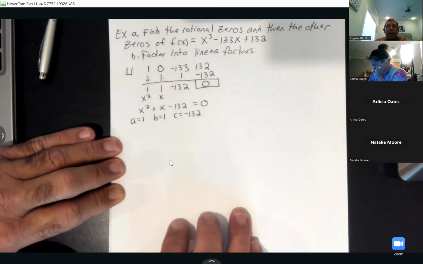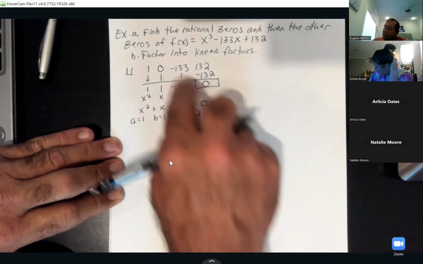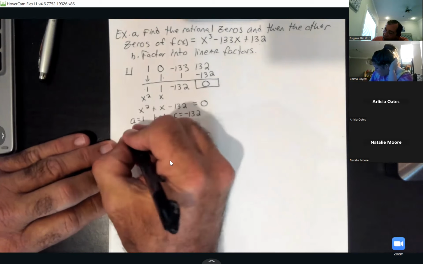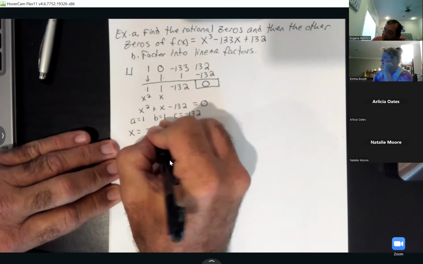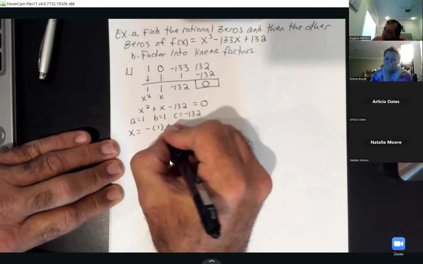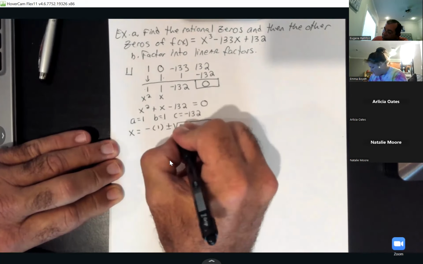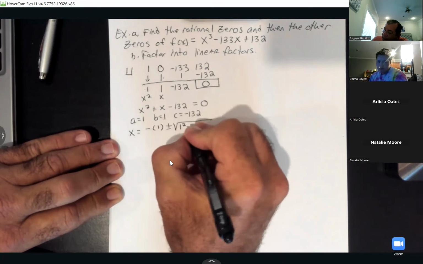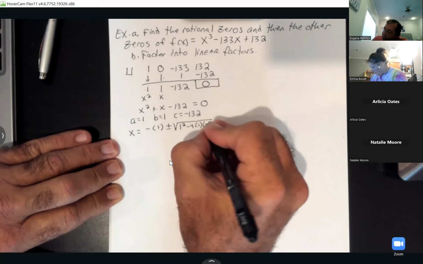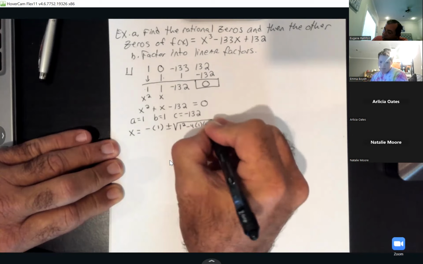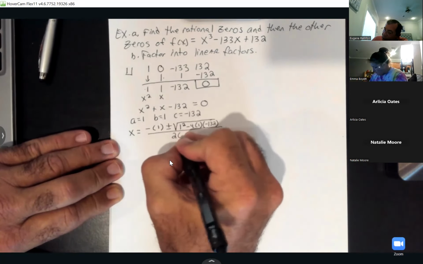So once I do the quadratic formula, it'll give me my last 2 zeros, and then I can start answering the questions. So the quadratic formula, x equals negative b, which is 1, plus or minus square root b squared, that'll be 1 squared, minus 4 times 1 times that negative 132. All of that over 2 times my a, which is 1.